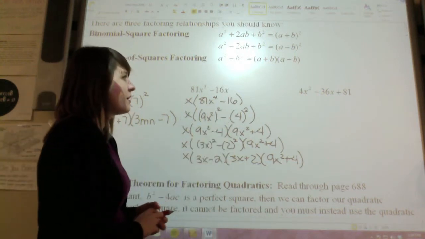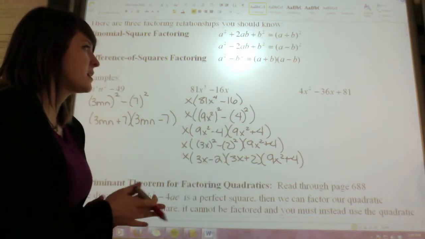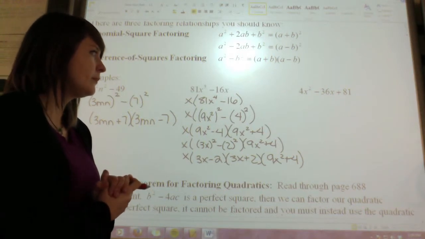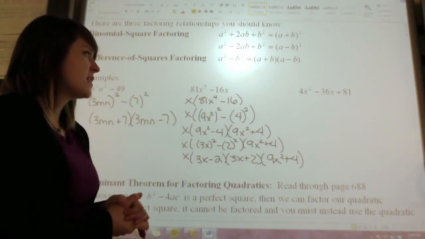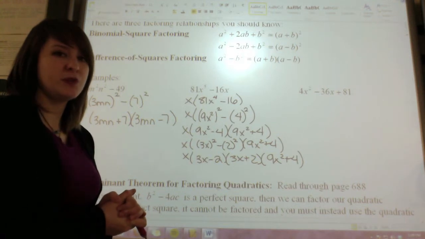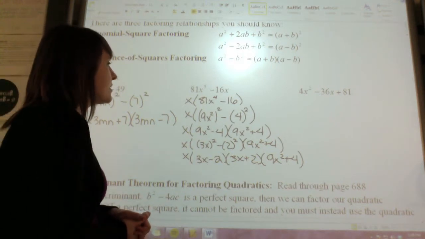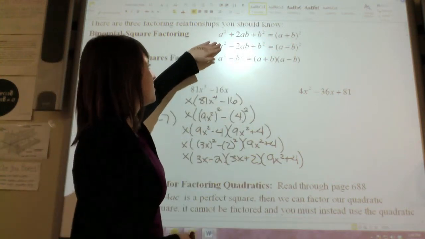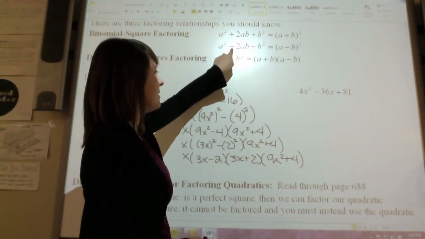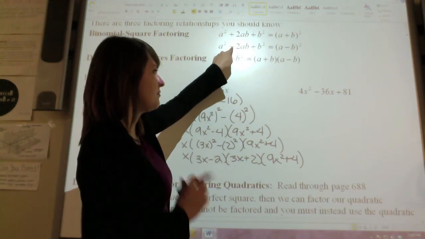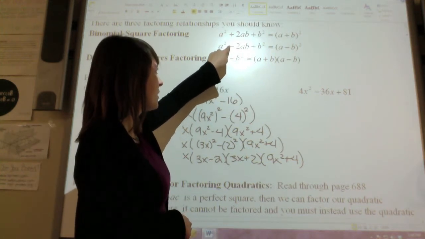Alright, this last one here, I've got 4x squared minus 36x plus 81. So looking at that, I know that that's not a difference of squares because I have a middle term there. So that means that it's probably going to be my binomial square. So looking at this one, it looks like it should be this binomial square because I have a subtraction sign here in front of my 36x.